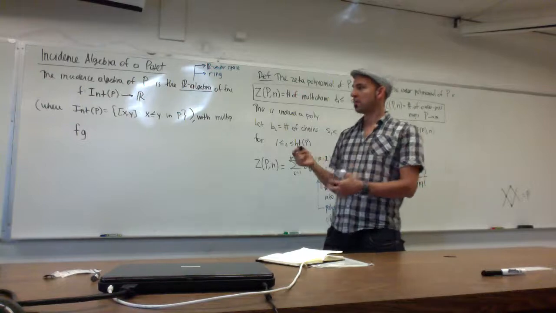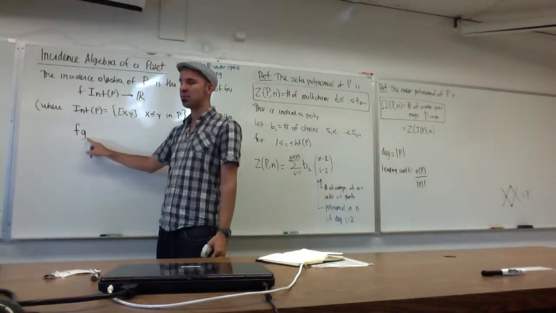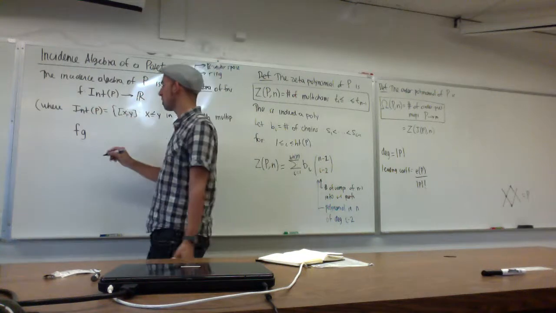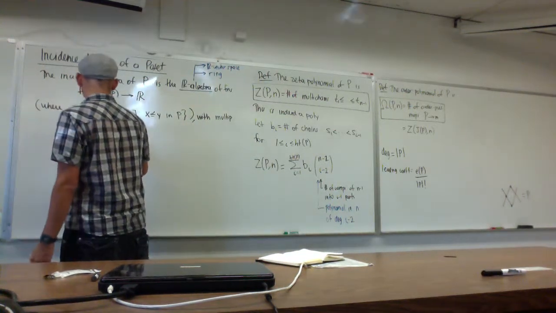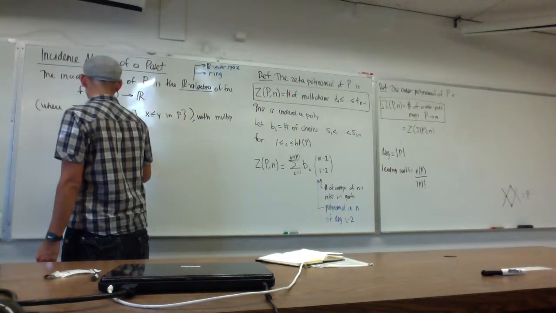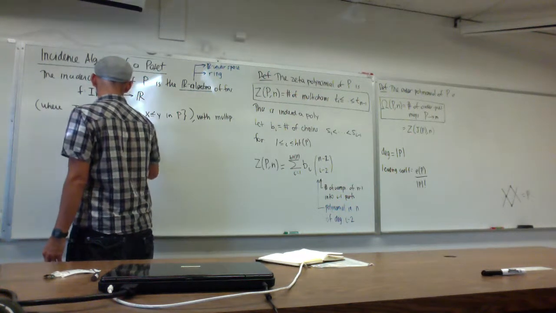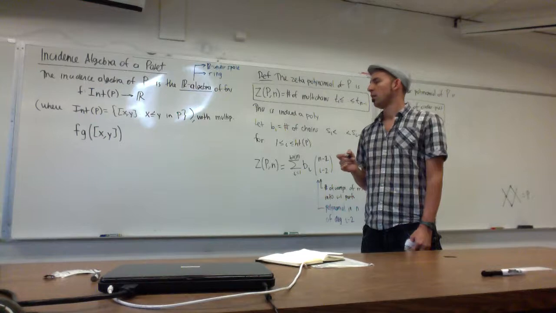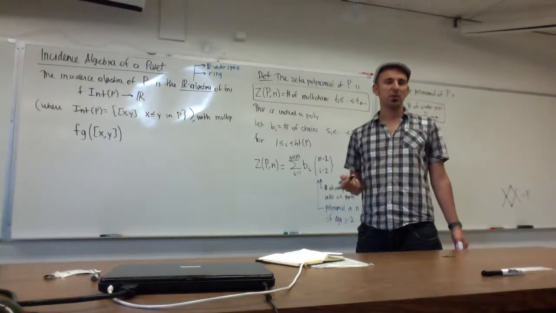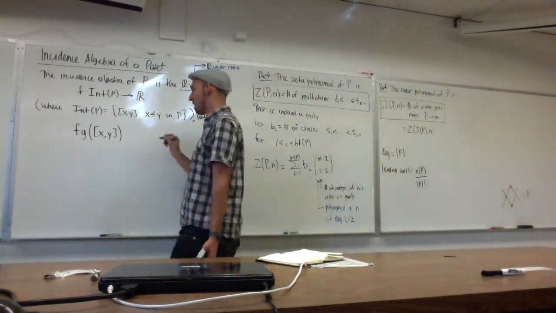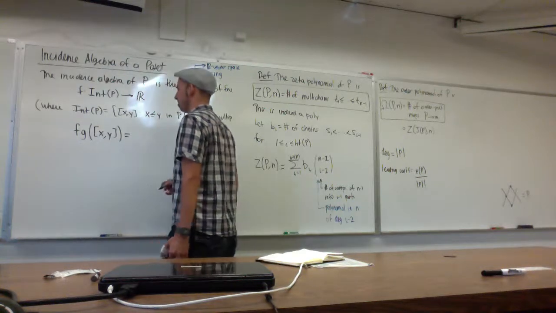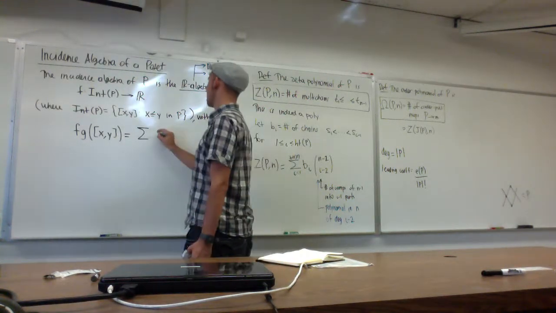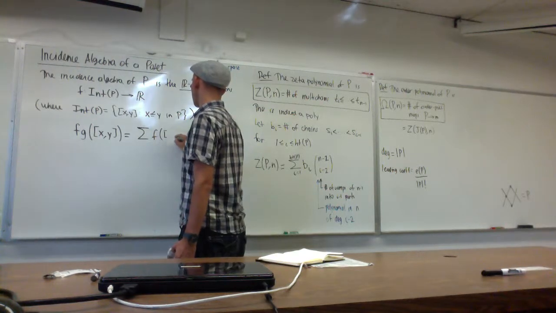So to define the multiplication f of g, f times g, I need to define it on every interval, right? And so I say, what is it on the interval x comma y? And what I'm going to do is something that is very common in several parts of mathematics. I'm going to take the convolution. F of something, g of something.